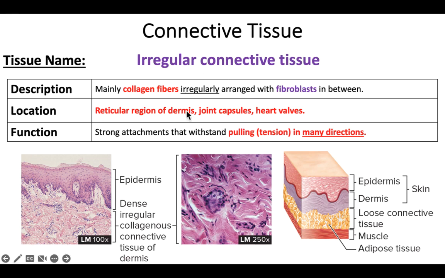The joint capsules, again, that's found at joints, and it kind of encapsulates the joint because joints move in a lot of different directions. And then a lot of the heart valve structural component is made up of irregular connective tissue. All right, so the key word here is to remember that it's in many directions. Irregular collagen.